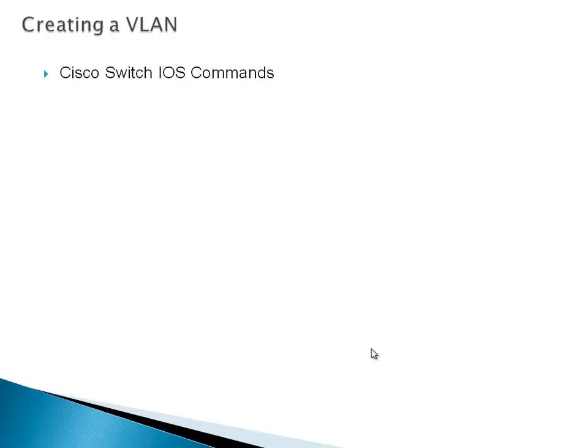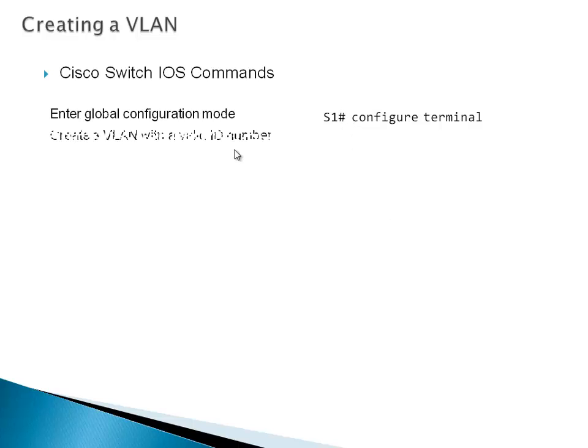Creating a VLAN using Cisco IOS commands, we first enter the global configuration mode by typing configure terminal. We can do that because we are in the privilege mode. After we do that, we create a VLAN with a VLAN ID number. So vlan and then the VLAN ID number. So vlan 10, vlan 20, and so on.